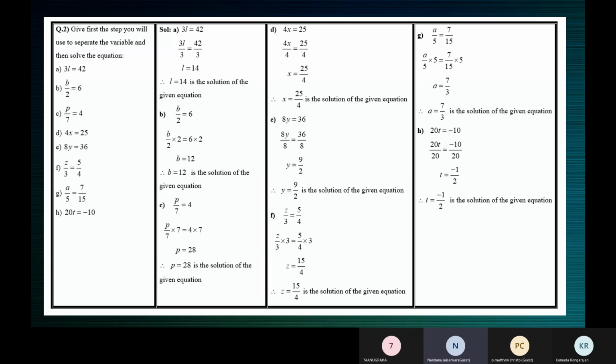I have a doubt, ma'am. In the F question, 5 by 4 into 3, ma'am, we should be considered as 5 by 4 into 3 by 1. Yeah, 3 by 1 only, that's how it's considered. 3 is 3 by 1. So multiply the numerators 5 into 3, 15, and denominator 4 into 1, 4.